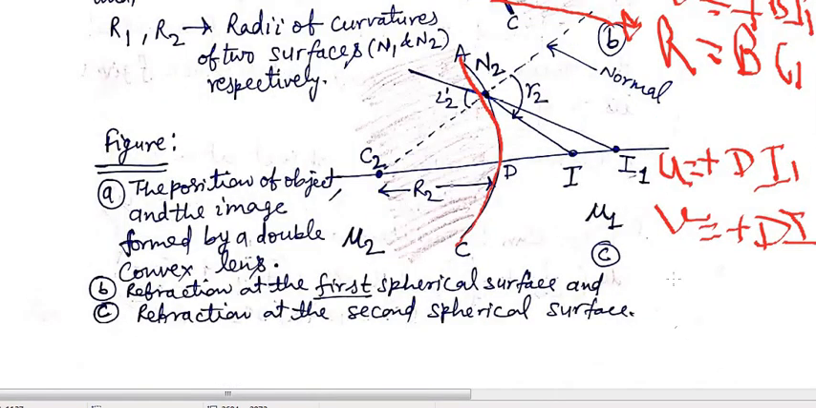And similarly, we will consider the radius in that case. Here C2 is the center of this spherical surface and ADC is the spherical curve. So it will be measured from the pole D, from pole to center, in this direction, and it is opposing the incident ray direction. So we will consider negative sign here. So here R is equal to minus DC2.